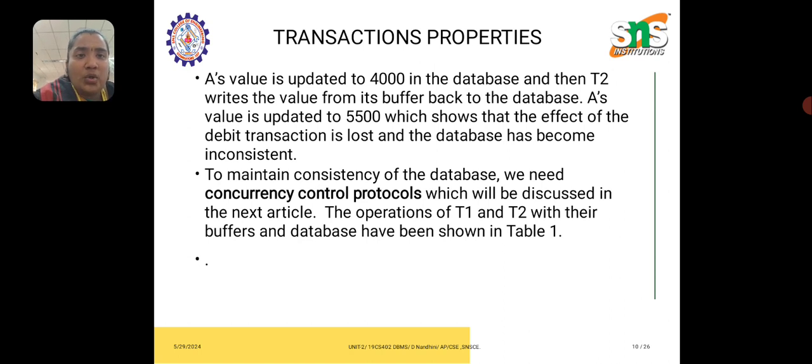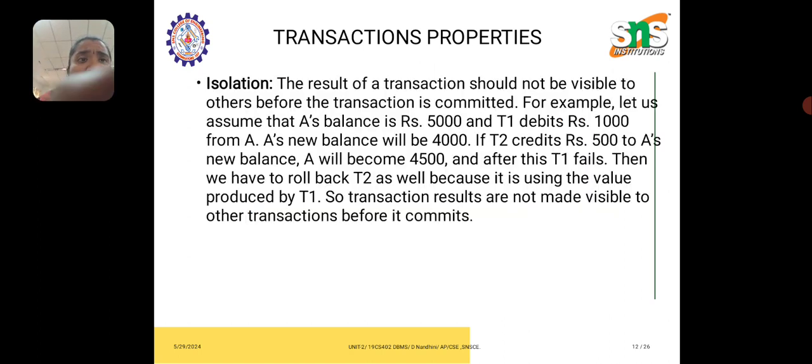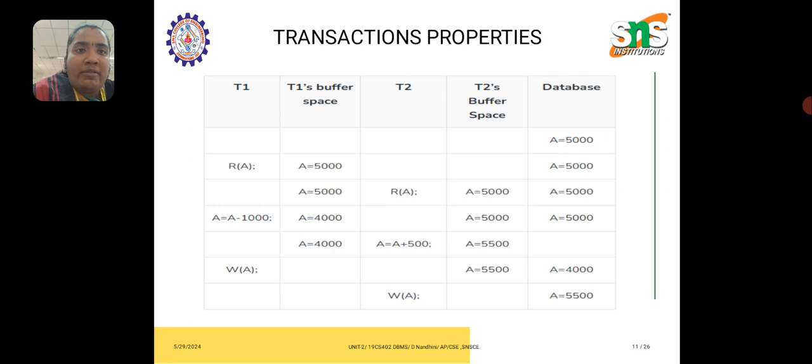The operations of T1 and T2 with their buffers and the database can be seen in this table. In this table we see the transaction 1 buffer space, the T2 buffer space and the database. It relates to an example with 5000. In the database it is given as 5000. T2 is getting 1000 rupees less, so A gives 1000 rupees to the T2 transaction. So A becomes 4000. That is added with transaction 2, and 500 rupees is also taken. So the total of it is 5500.